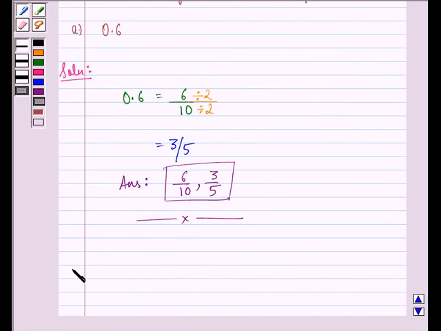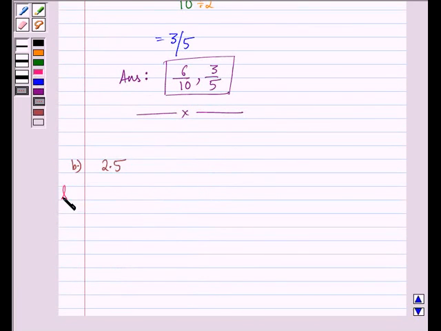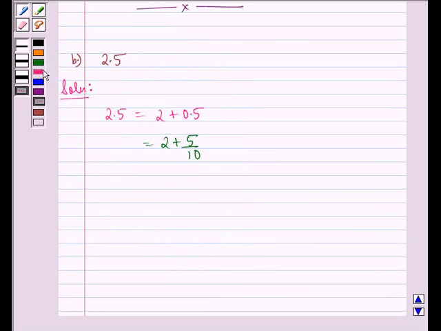Now we see the B part of this question, that is 2.5. Let us see the solution to this one. First of all, we see that 2.5 is same as 2 plus 0.5, and 2 plus 0.5 can further be written as 2 plus 5 by 10. 2 plus 5 by 10 can be further written as 20 by 10 plus 5 by 10. This is same as 20 plus 5 by 10, which is equal to 25 by 10, and this is the fractional form of the decimal 2.5.